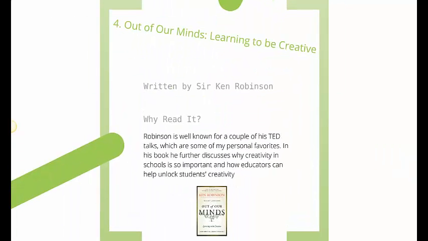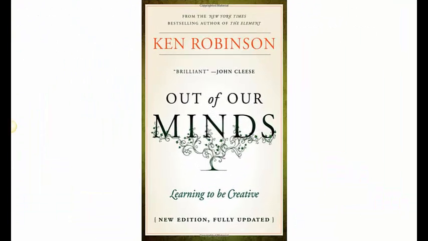The fourth book, Out of Our Minds, Learning to Be Creative by Sir Ken Robinson, is actually on my own list of books to read this summer. I have watched a couple of his TED Talks, and I just think that they're absolutely inspiring. And he has this way of saying things that really make you stop and think how we're doing things in education, and make you want to change the way that you're doing some of the things in your classroom to put some creativity in the students' hands and to help students find their inner creativity.